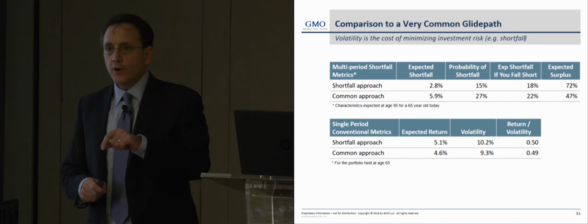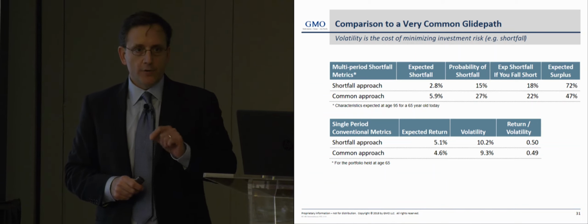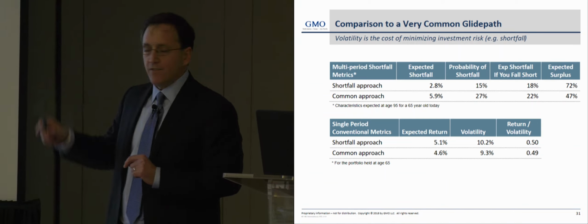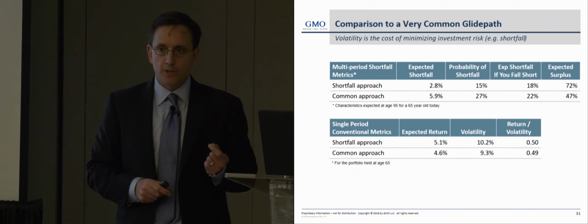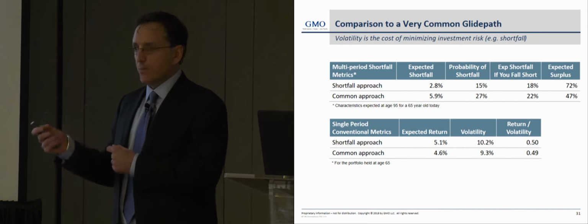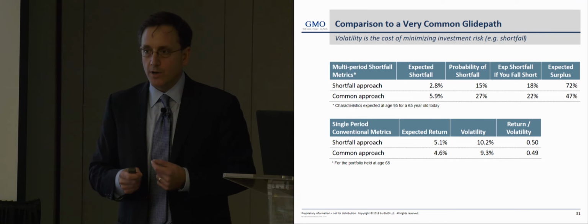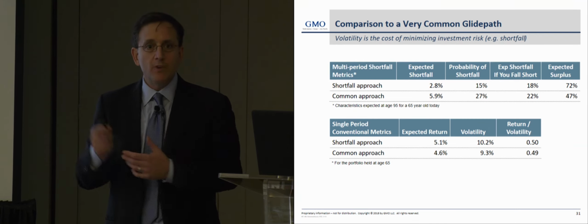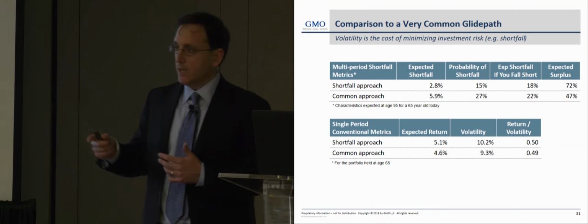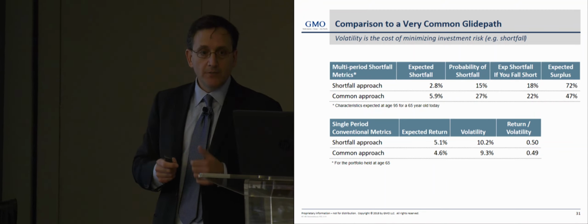Now, in our framework, we've optimized over expected shortfall. So we have an average of 2.8% per year versus the competitive glide path, which is 5.9%. Now, if we didn't have a lower number, it would mean we've done something wrong. We've optimized over this particular metric. But the difference is large.